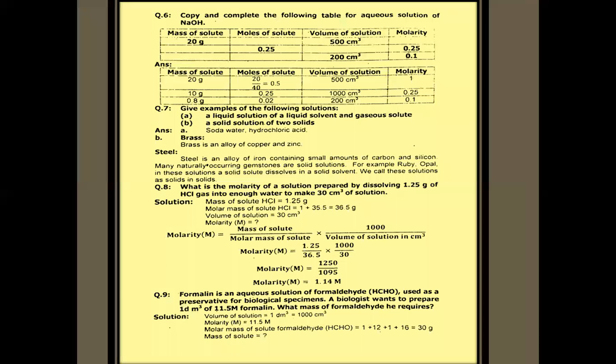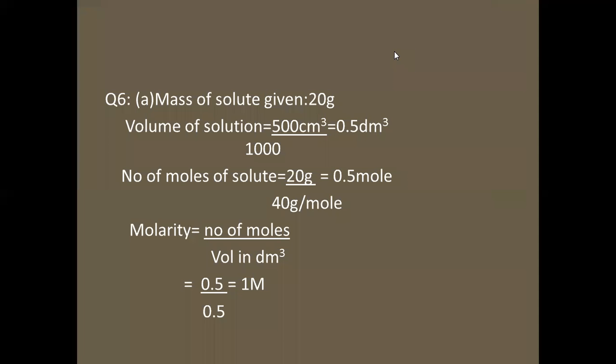Question number 6, a table has been given and we have to complete it. For the first one, mass of solute is given, 20 gram, moles of solute we have to find out, volume of solution is given, and we have to find out molarity. So mass of solute given is 20 gram, volume of solution given is 500 centimeter cube. We will convert it into decimeter cube by dividing by 1000. It will give us 0.5 decimeter cube.